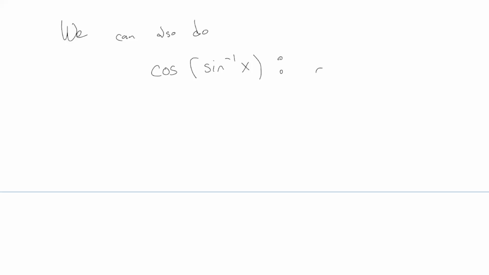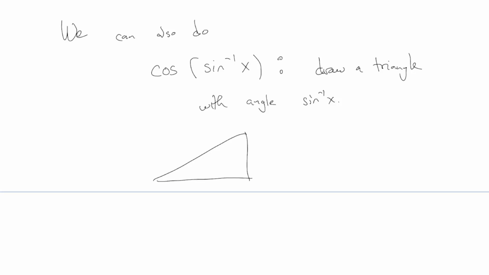And the way to do this is draw a triangle with angle inverse sine of x. All right? So I'm going to draw a right triangle. I'm just sort of making up the shape of it. I don't know if it's really going to look like that, but this is a triangle, and the angle is inverse sine of x. This is weird, but this is how you want to do it. I'm calling that angle inverse sine of x.